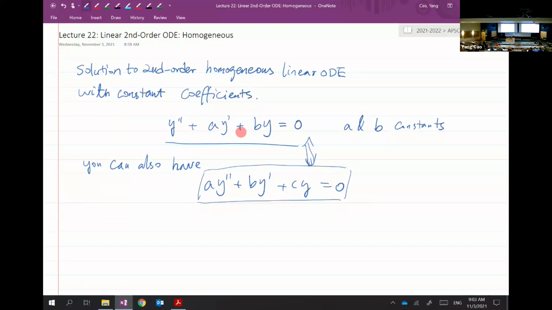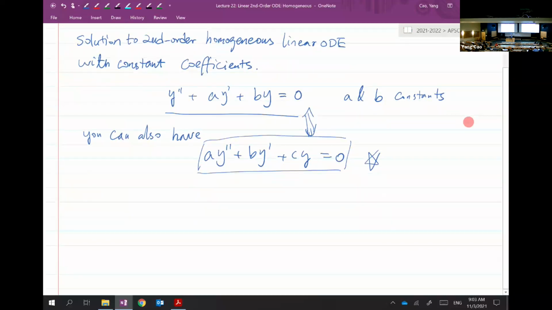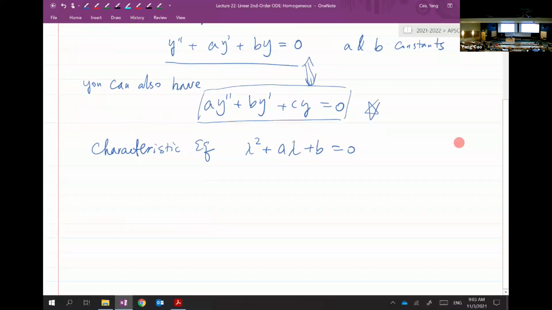In the handout, I actually use this one to illustrate the formulas that you can make use of. So the question is, we want to obtain a solution of this. In the previous lecture, we have shown that the key is to create this characteristic equation, the quadratic equation based on the second order differential equation. The coefficients of the quadratic function are exactly the same as the coefficients of the second order differential equation.